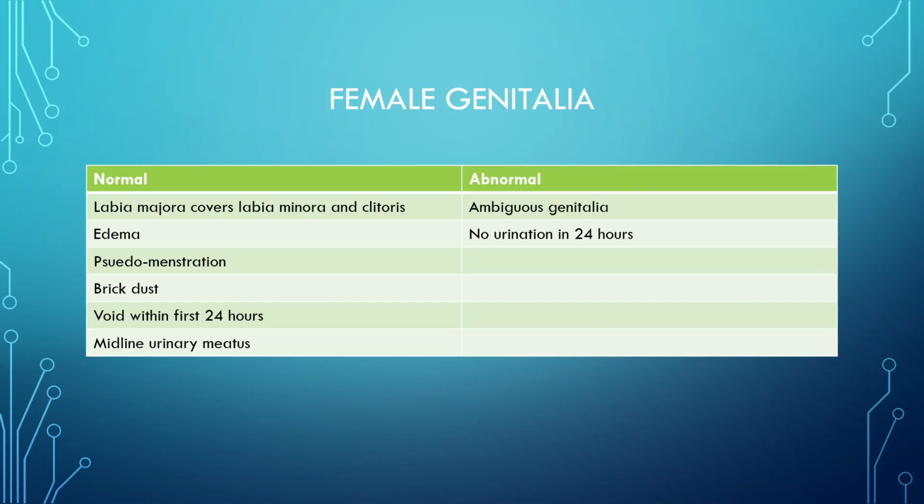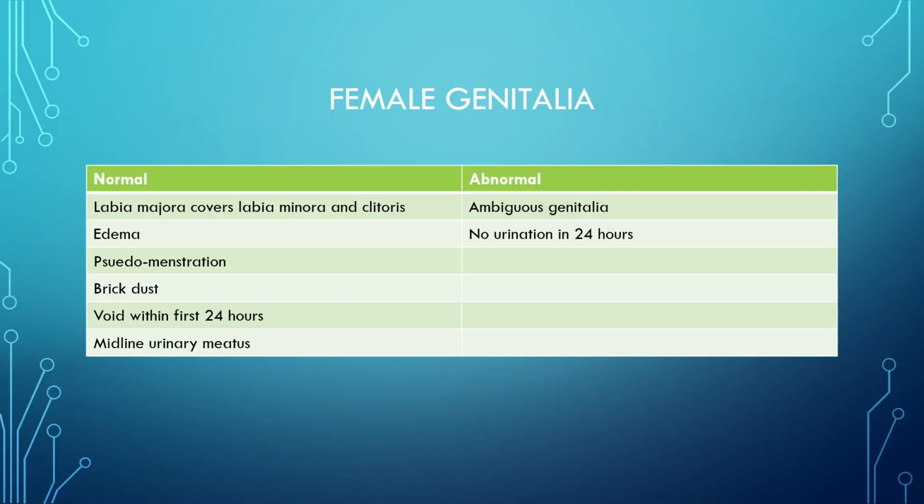Female genitalia, the labia majora should cover the labia minora and the clitoris. A little bit of edema is normal. Pseudomenstruation, so that's vaginal bleeding. It can occur due to hormones that the infant is receiving from the mom.